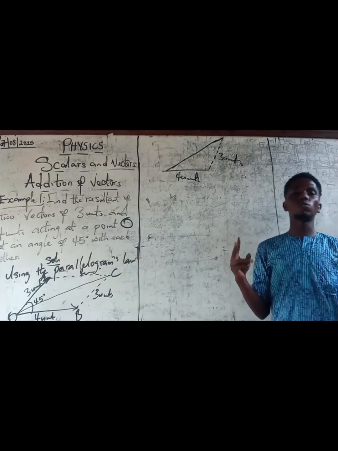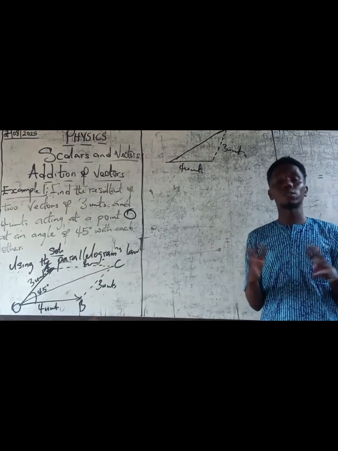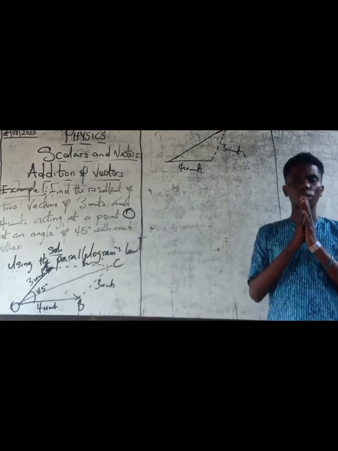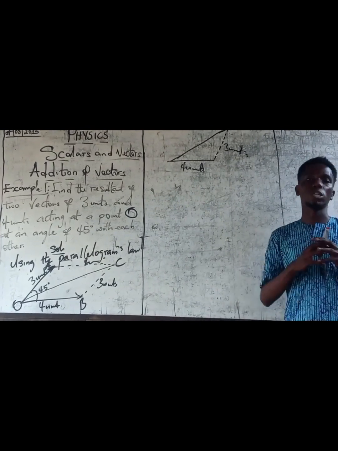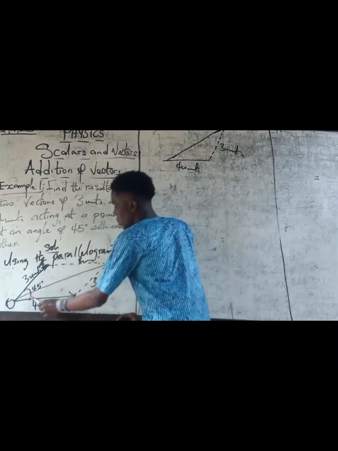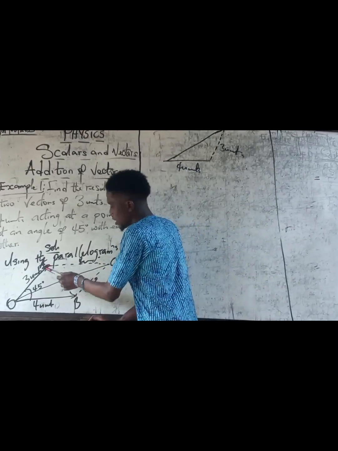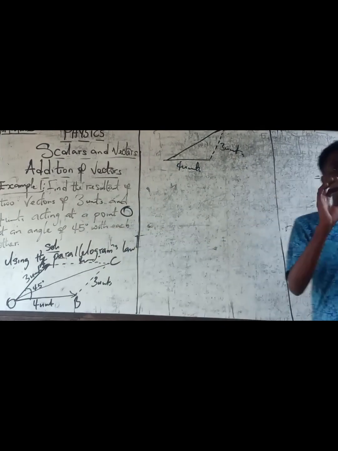Supplementary angles are 2 or more angles that sum up to equal 180. So as long as it sums up to give us 180, it is supplementary. That simply means this plus this must give me 180. This plus this must give me 180. So that means the total angle in a parallelogram is 360.